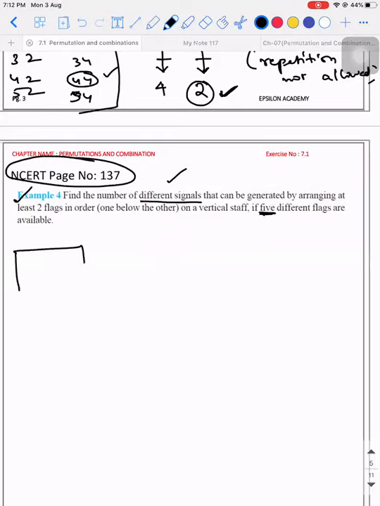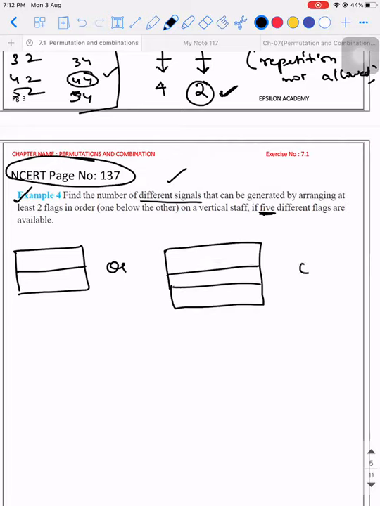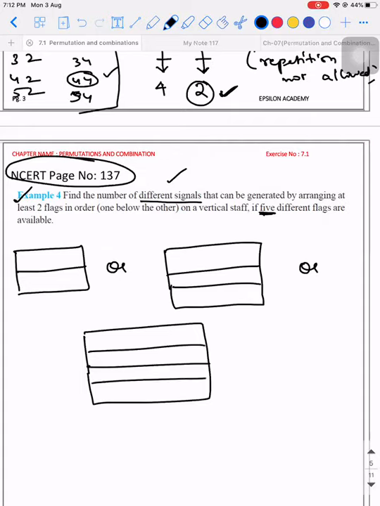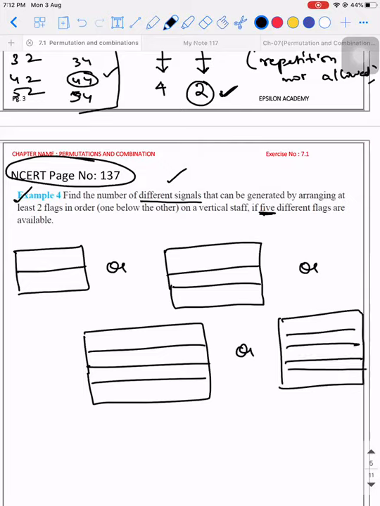So it can be a 2-colored signal, or it can be a 3-colored signal, or it can be a 4-colored signal, or it can be a 5-colored signal also. Is this clear? Yes, sir. Right. So mark this problem as important. So tell me, now, first one, in how many ways can you generate such signals?